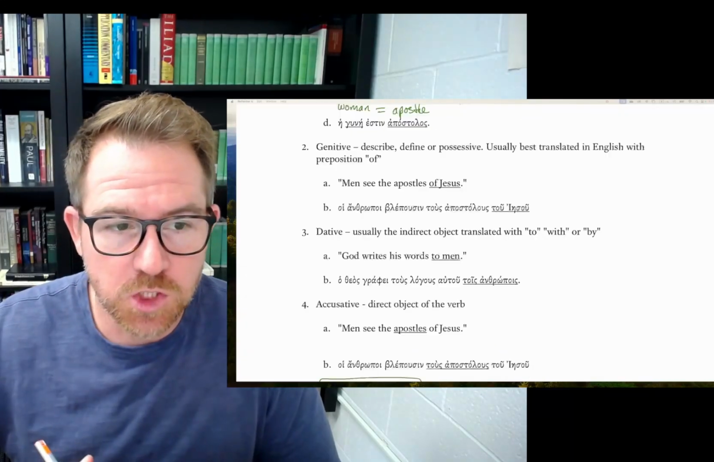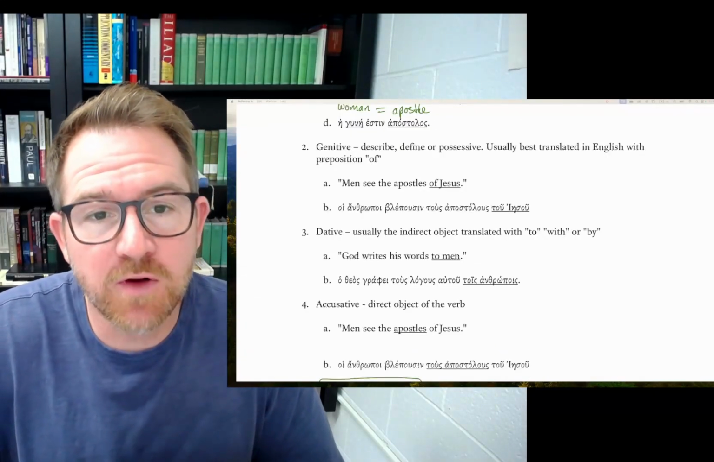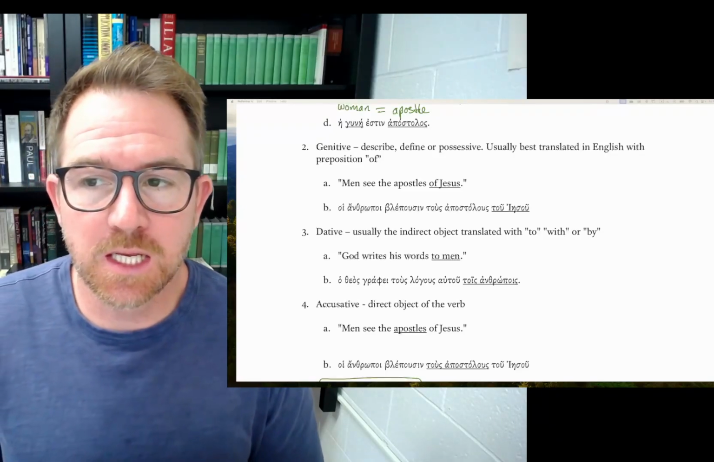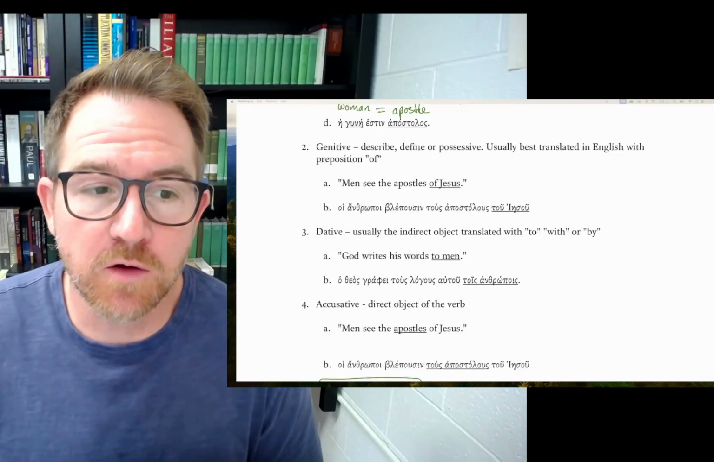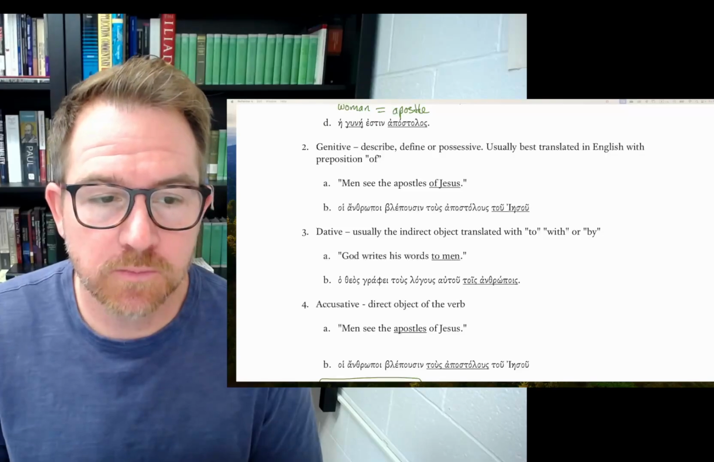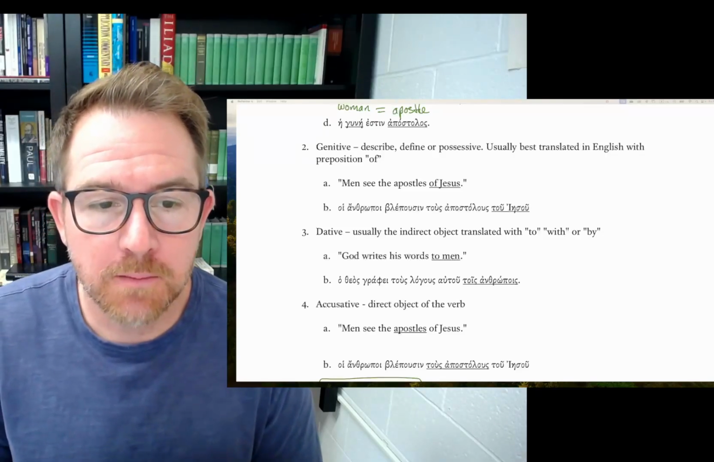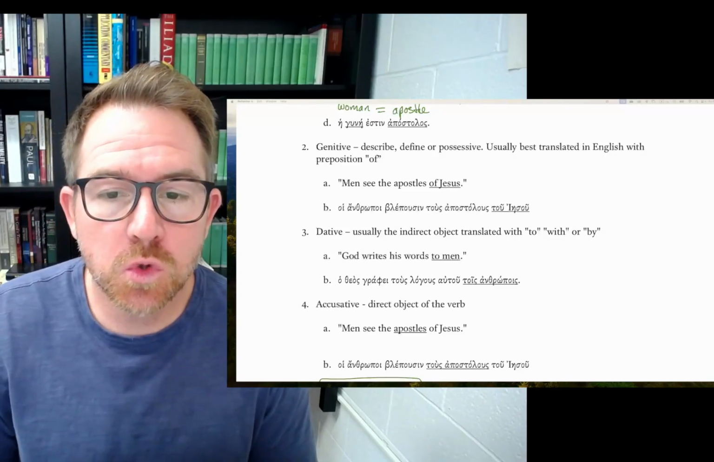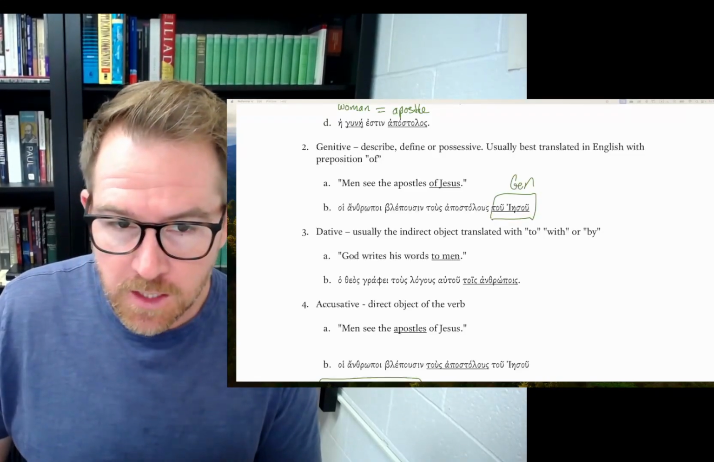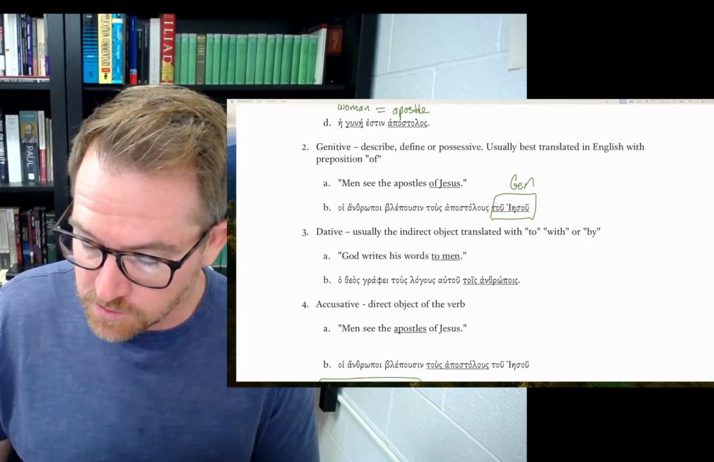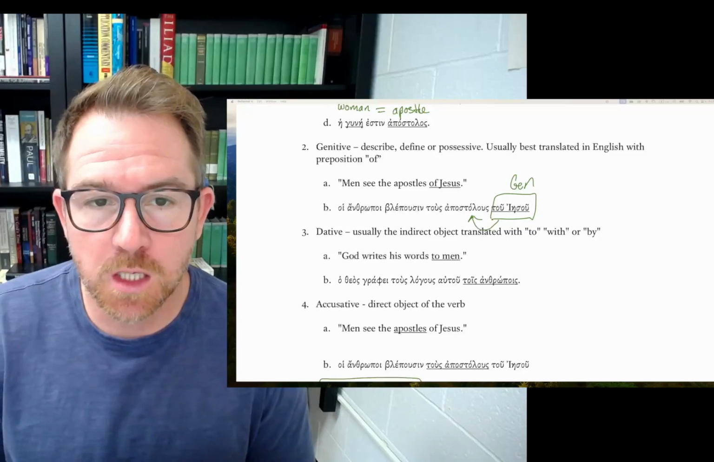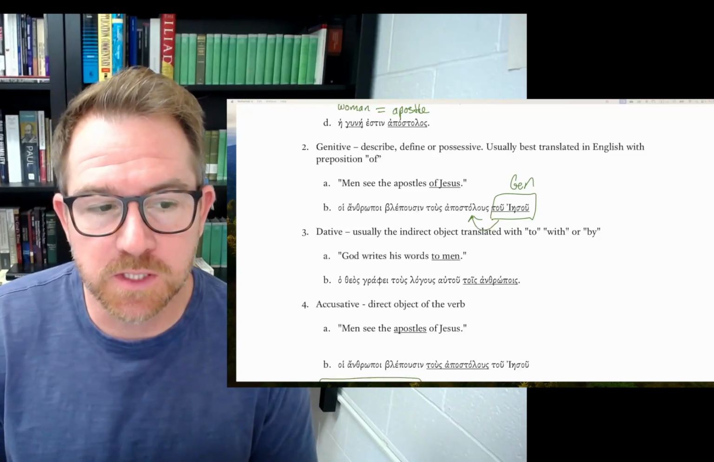Genitive case. The genitive describes, defines, or talks about possession. For our purposes, the best way to translate in English is with the preposition of. So the sentence, men see the apostles of Jesus, in Greek, hoi anthropoi blepusin tous apostolus tu Jesu. So here, tu Jesu is in the genitive, and it's describing the relationship. Which apostles are we talking about? They're apostles of Jesus. They belong to Jesus.